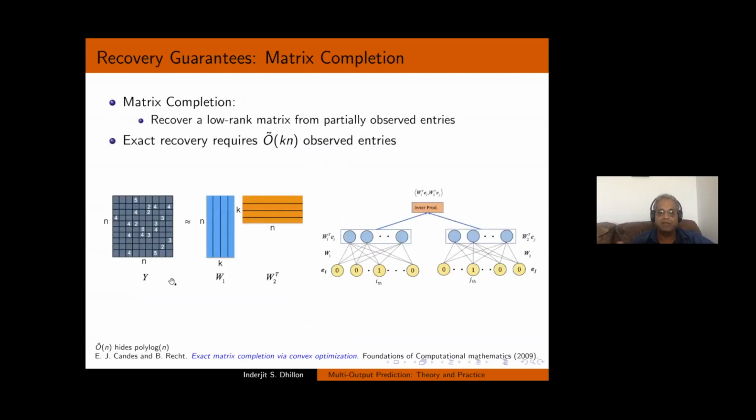So like I said, the parallel is with the traditional matrix completion problem where, for example, you may have users as rows, movies as columns, and you only partially observe some entries. And over here, I've actually shown you again the neural network picture. There are no features associated with the rows and the columns, so it's just one hot encoding which captures that this is the ith row and this is the jth column.